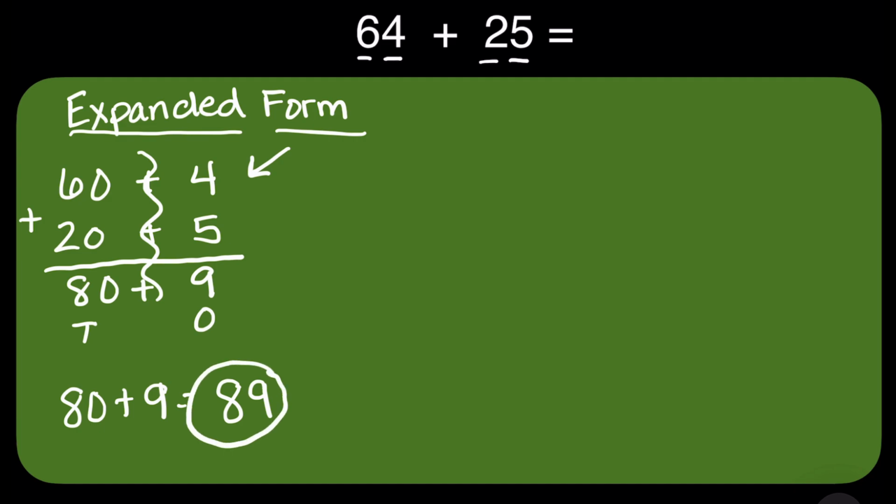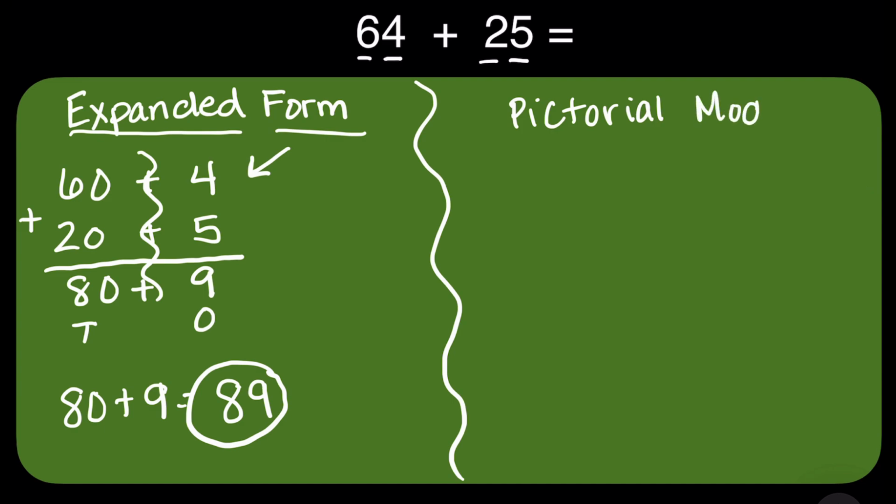But we can solve this problem another way. So on the other side of your paper, we're going to represent these numbers in pictorial model. So we're going to draw a base 10 picture of the numbers. We're still decomposing the numbers into their tens and ones, but we're doing it with a visual that represents the blocks we would use to build them with. So let's go ahead and start with 64. I need to draw 6 rods and 4 units. And then 25, I'm going to draw 2 rods and 5 units.